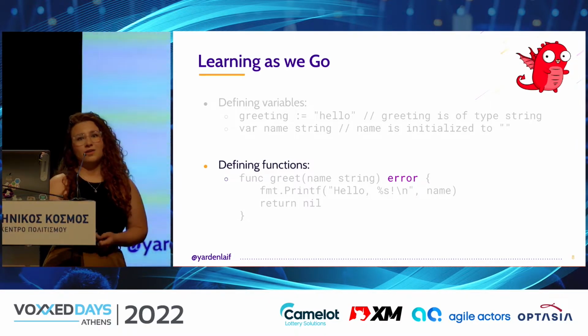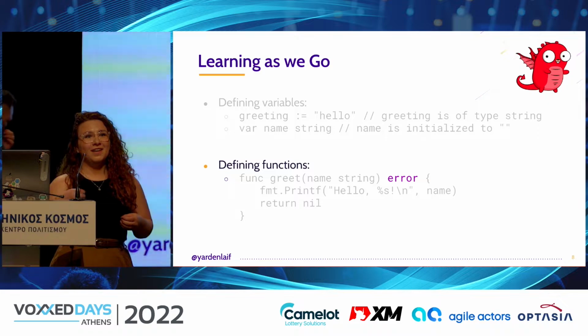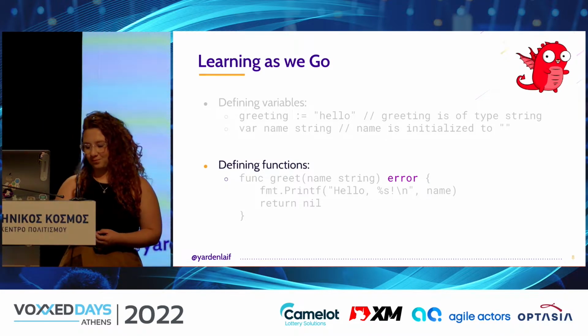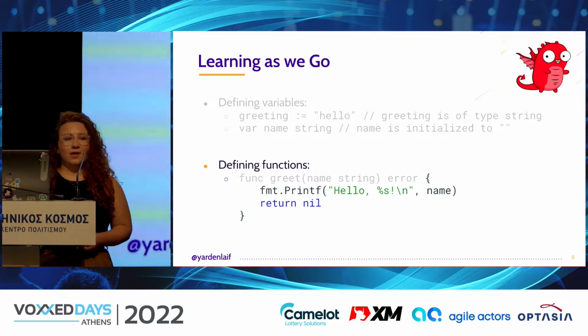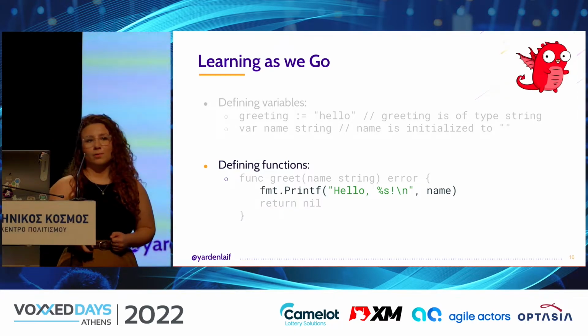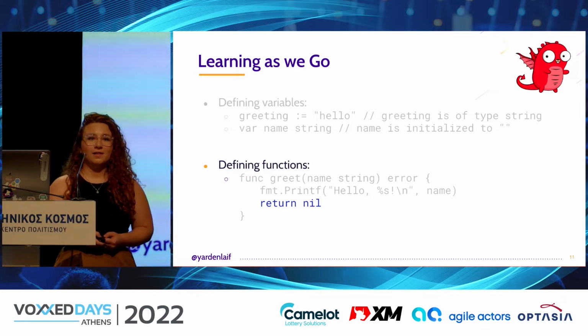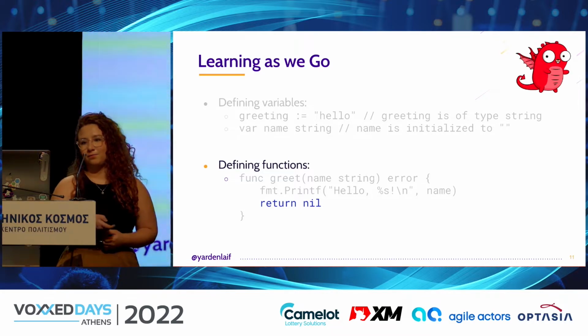Its type is error. In Go, we don't have exceptions. And you might all be rolling your eyes, but believe me when I say that debugging errors is much easier than debugging exceptions. Now, this is the body of our function. We're printing hello and then the name. And we're returning nil. Nil is the Go null.